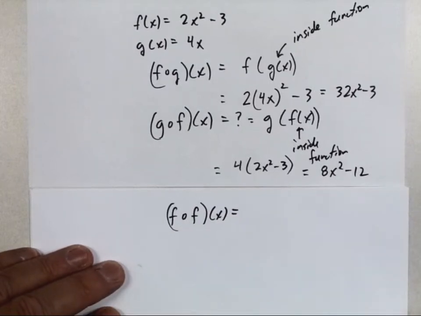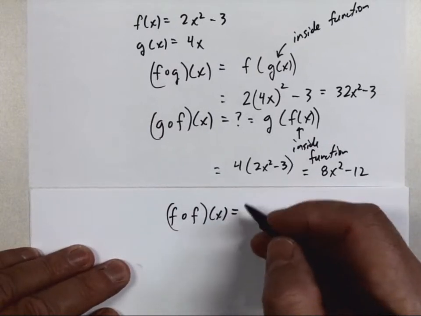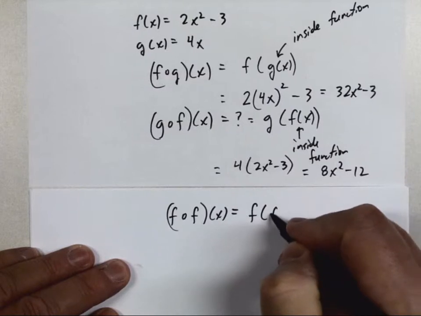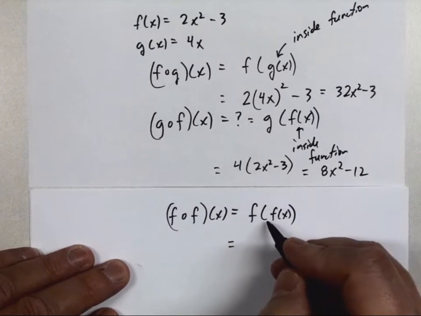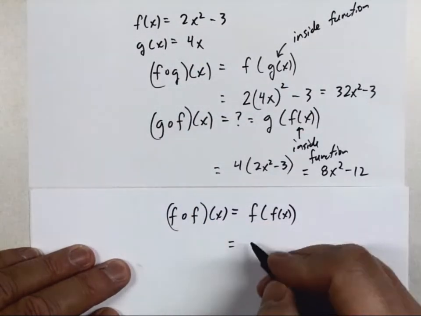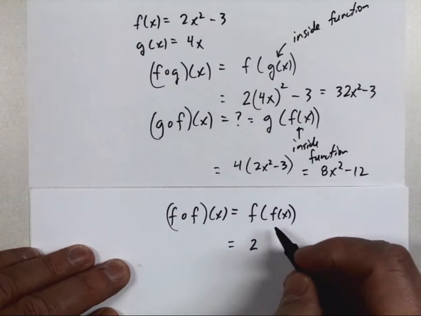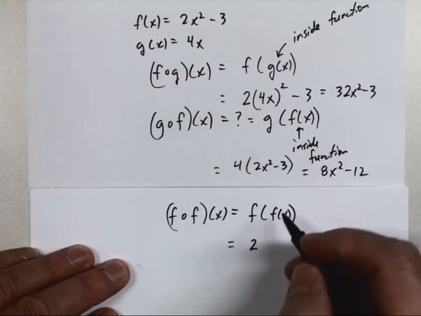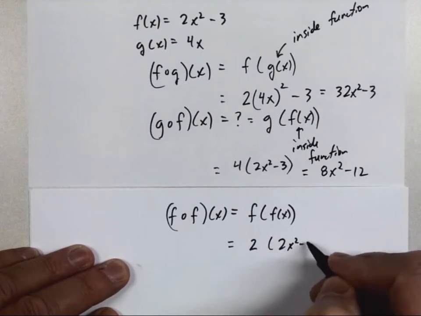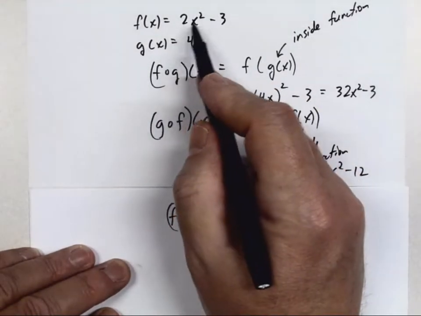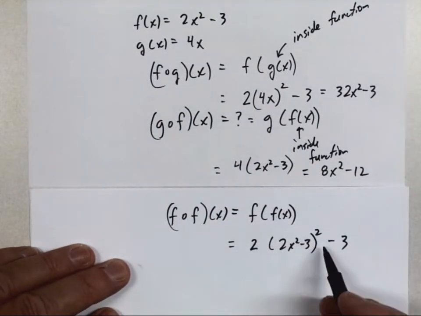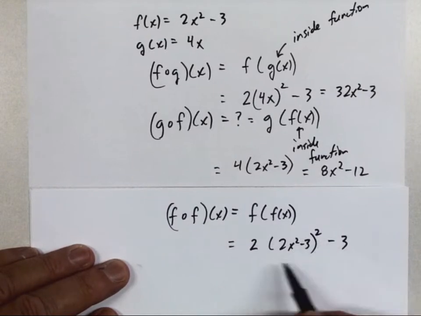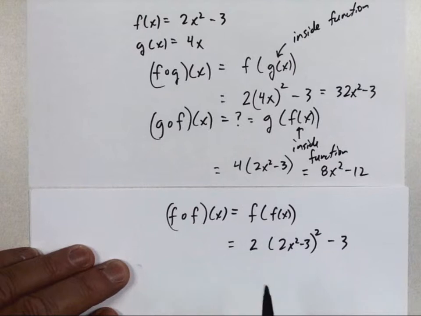F composite f of x. Well, all I do is I always rewrite my composite functions. F of f of x. So it says I go to my f function, 2x squared minus 3. Now, x squared, I replace x with my f function. And of course, you square it, 2x squared, then minus 3. I'm not going to take the time to simplify this because the whole key was just to show you this right here.